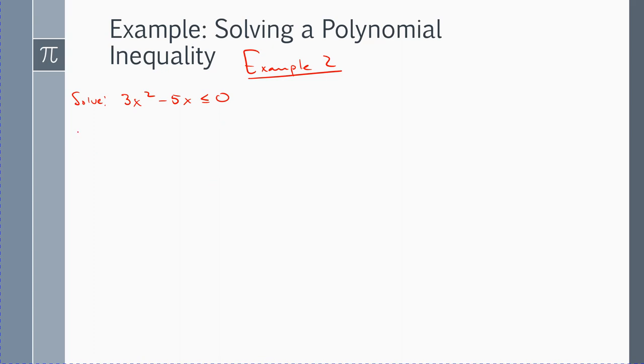Okay, so step 1 is already done for you. It's checked, it's already set equal to 0. So we just know that our function here is this 3x squared minus 5x. So step 2, you're going to set f of x equal to 0 and solve. So you're going to take 3x squared minus 5x equal to 0. So you can solve this obviously by factoring, right? Just factor out an x.